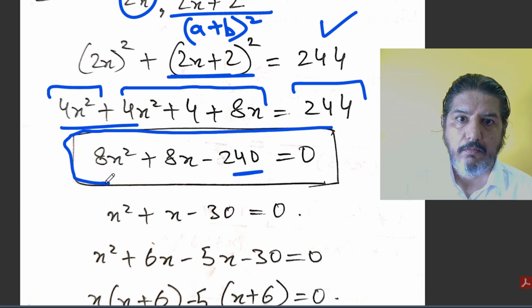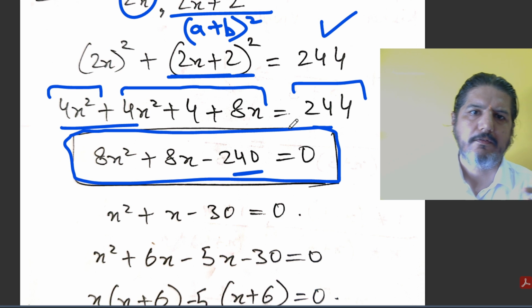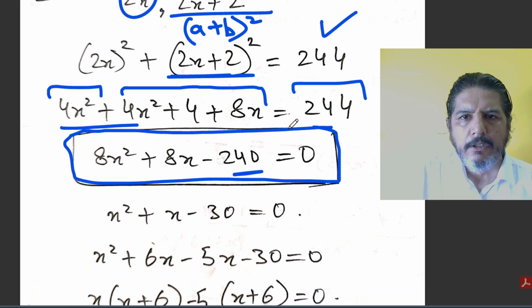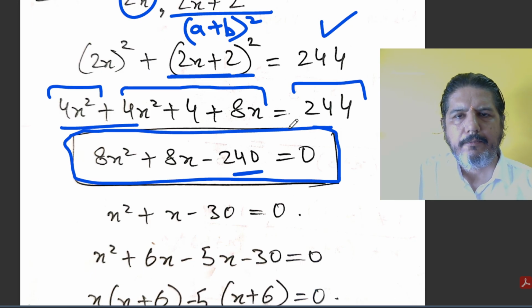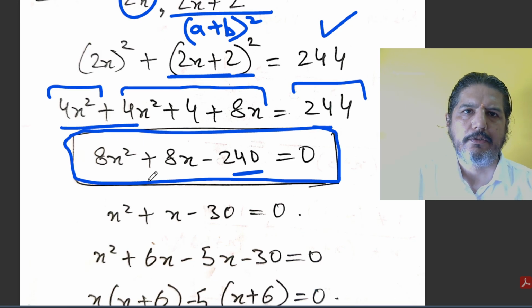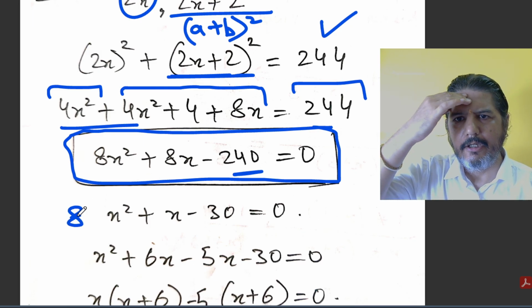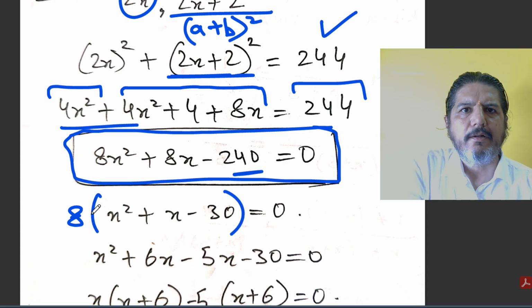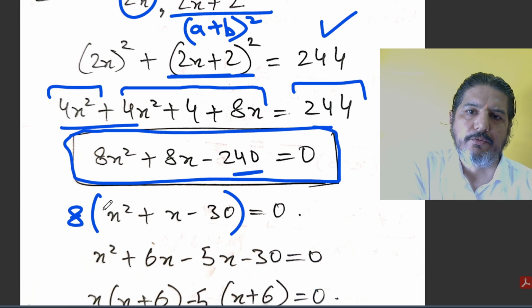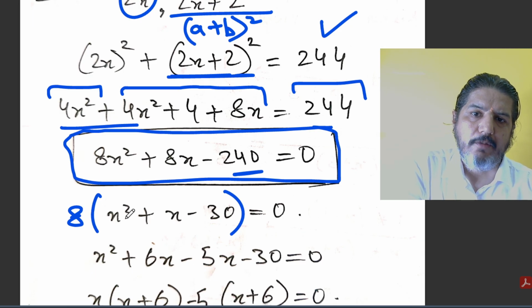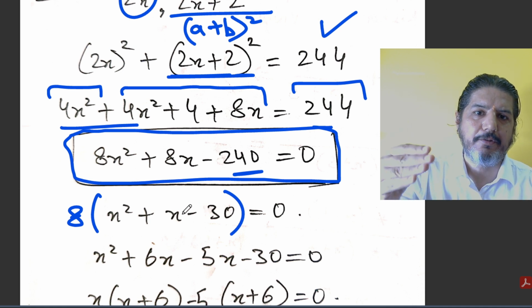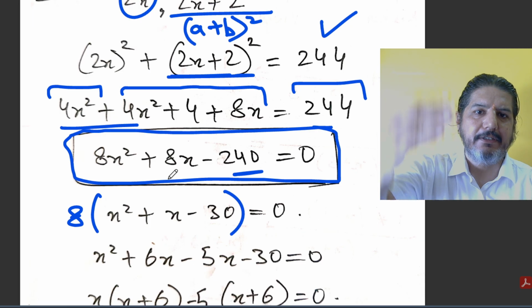Now see, one thing that I always suggest students is, please be very focused on what you are doing. Now if you look at this quadratic equation, you can solve it directly. But if you are aware, you will understand that I can take 8 outside. You can take 8 common. That's a trick you can use. So once you have taken 8 common, then you have x square plus x minus 30, which is a far more comfortable quadratic equation to be working with rather than 8x square plus 8x minus 240.